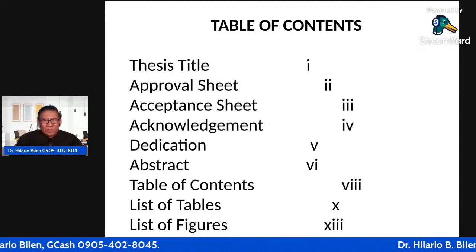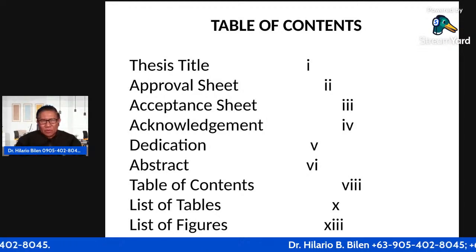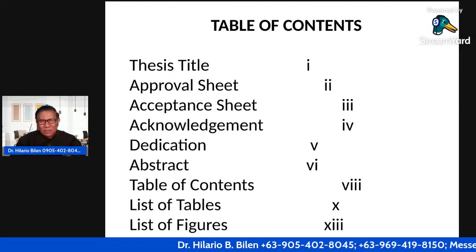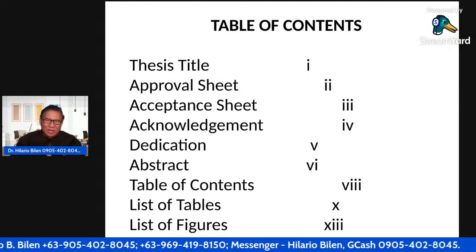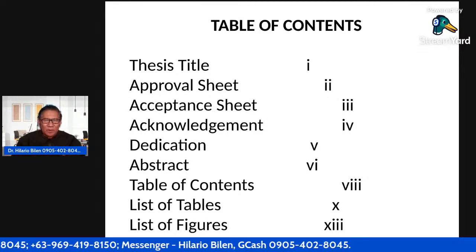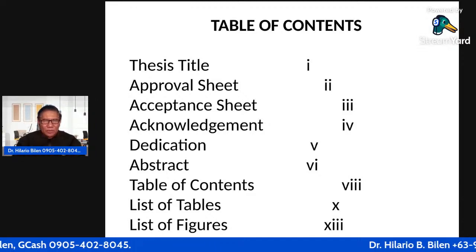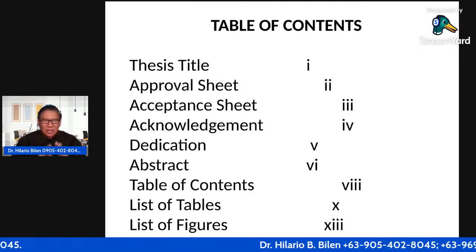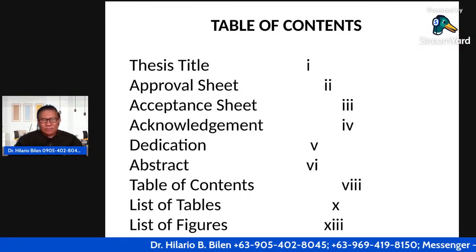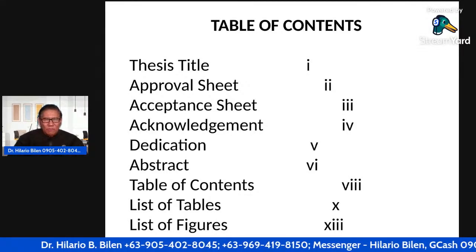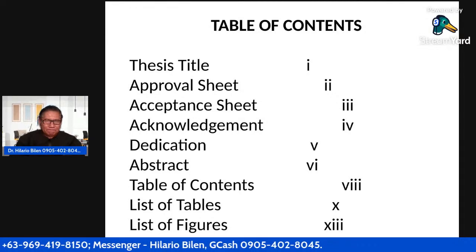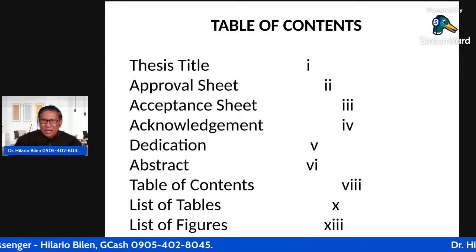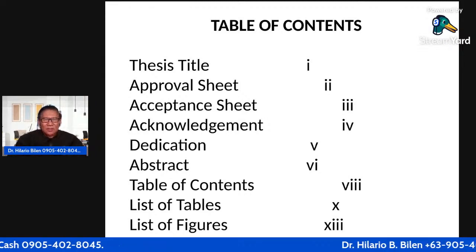It starts from the thesis title. We have the approval sheet, the acceptance sheet, the acknowledgement. When we say acknowledgement, these are the people you are going to thank, because in one way or another, they helped you in doing your research. Dedication: the people to whom you dedicate your work. Abstract: when you say abstract, it is a glance at the whole thesis.